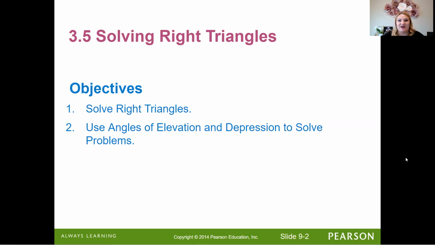Today we are going to be covering solving right triangles using trig functions, with emphasis on angles of elevation and depression to solve problems.